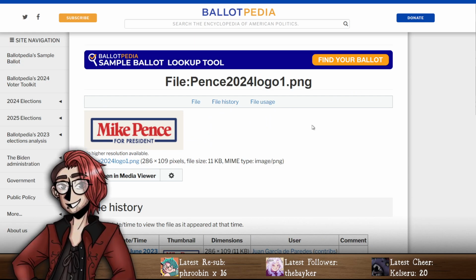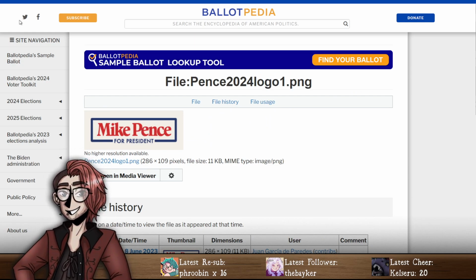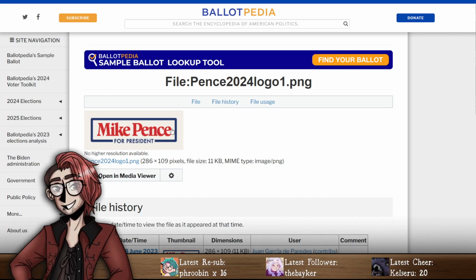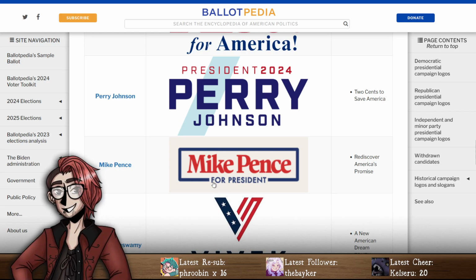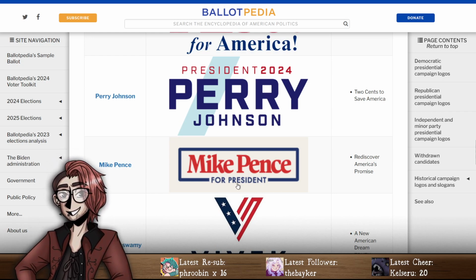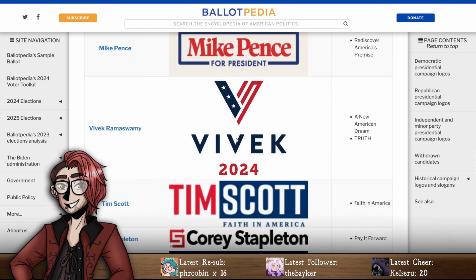Mike Pence, I didn't even know he ran for president, but this looks like Wish.com Trump's logo. This is just Wish.com Trump's logo. No more comment.